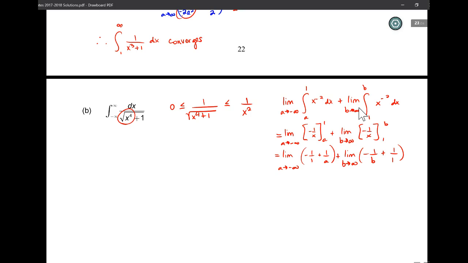And so we can see that we're going to get negative 1 plus 0 plus 0 plus 1, so we get 0. Therefore, 1 over x squared converges. So with all that work, since that's the larger one, this implies that the integral from negative infinity to infinity of 1 over the square root of x to the 4th plus 1 dx also converges.